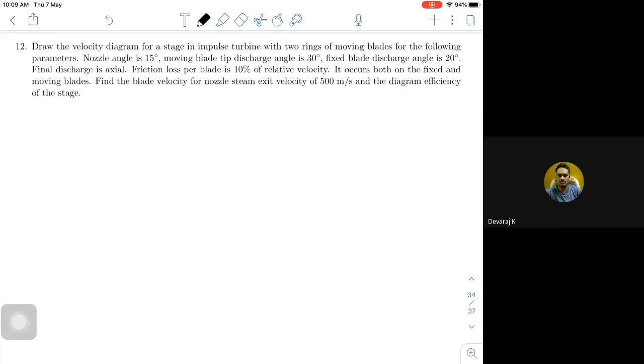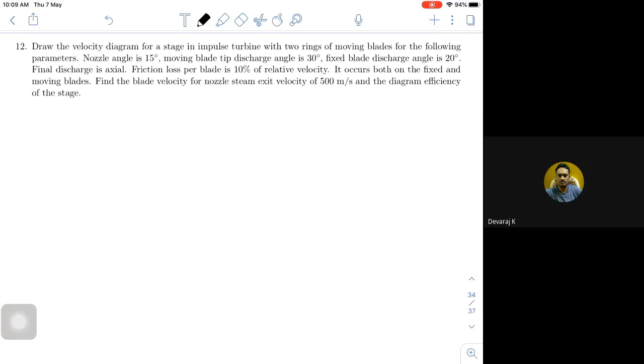The velocity diagram for a stage in an impulse turbine with two rings. Two rings means actually it is two stages. That's the meaning of it. With two rings of moving blades, for the following parameters.